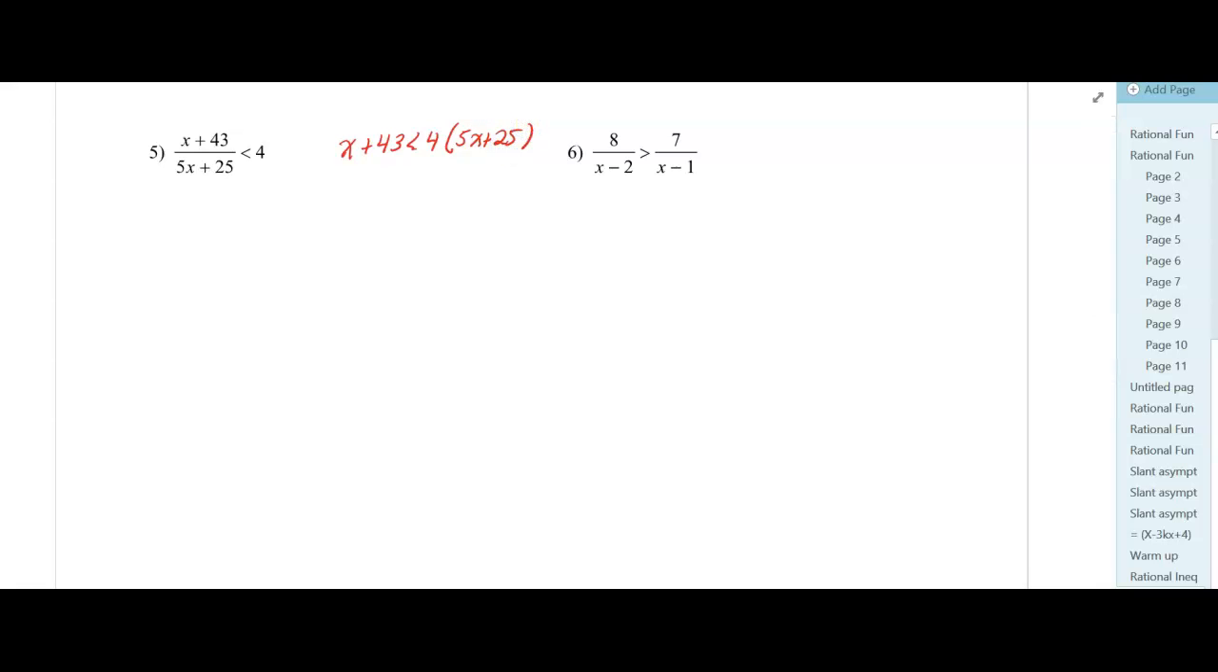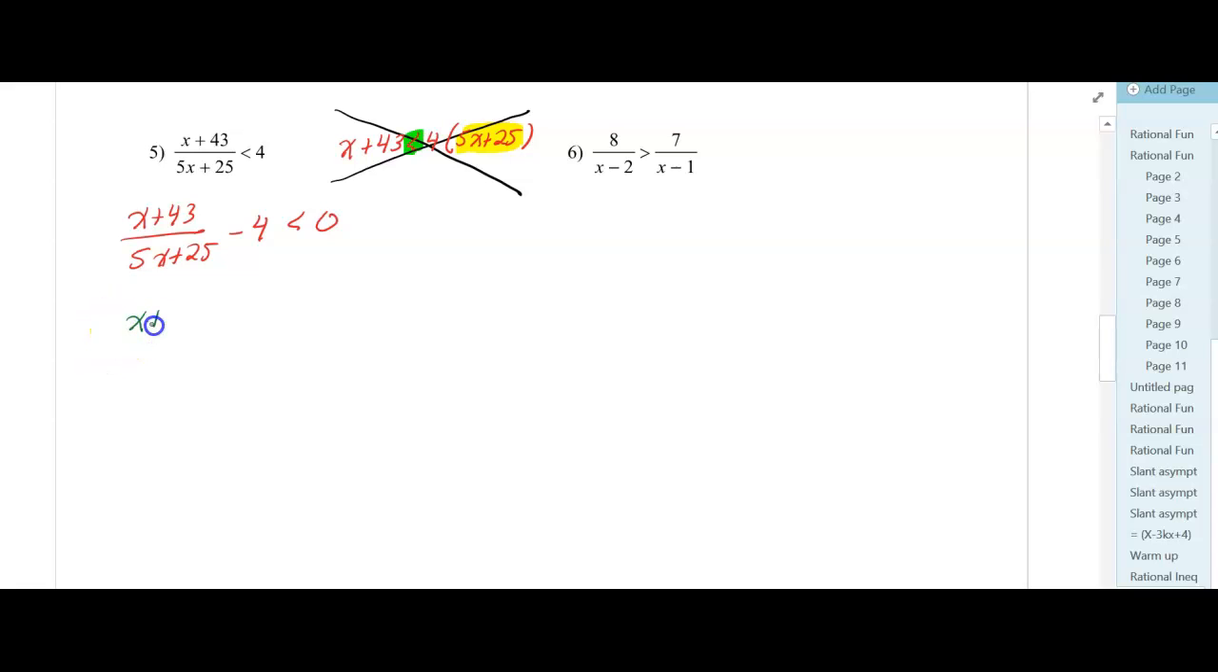The reason you cannot do this is when you multiply by 5x plus 25, you do not know if that quantity is positive or negative, so you do not know what happens to the inequality. So do not multiply by 5x plus 25. In order to solve this inequality, we need to make it similar to the previous questions. What I mean by that is we need to get one side equal to 0. So we're going to subtract 4 from both sides.